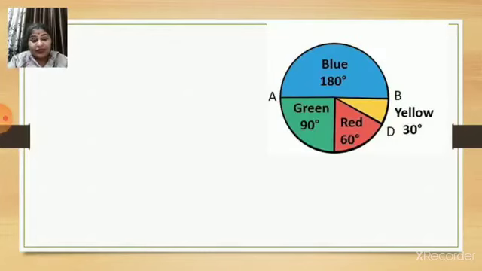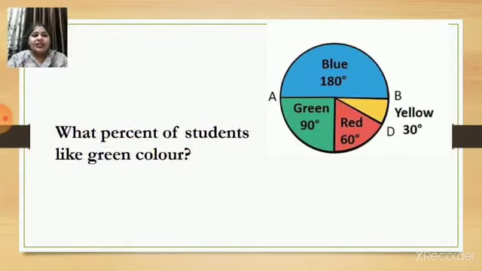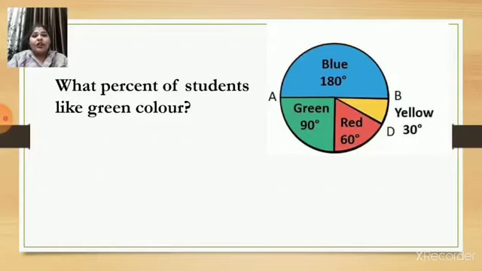This is an example that is given. This is a pie chart for children showing which color they like the most. You can see 180 degrees for blue and 90 degrees for green. The central angle is given in the pie chart, but not the percentage. If the graph is given and the question is, what percent of students like green color? The central angle is given, and you have to find the percent.